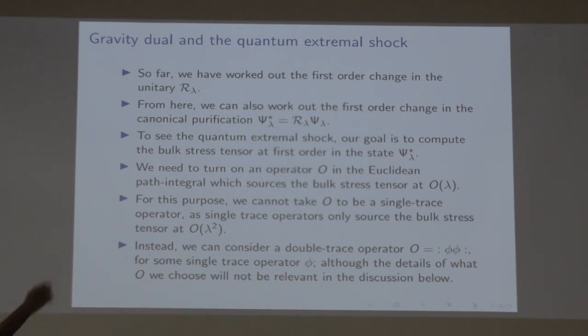So what you need to do is take the operator O to be a double trace operator, or a multi-trace operator in general. As I say here, in the single trace case, the bulk stress tensor is order lambda squared, but in the double trace case, it can be order lambda. The details of what the operator O is are not going to be very important. I'm just spelling this out because the double trace operator is one example of an operator that you can turn on to see a stress tensor source at order lambda, but it doesn't matter what that operator is. As long as it sources the bulk stress tensor at order lambda, you're good. You can think of O as being a double trace operator.